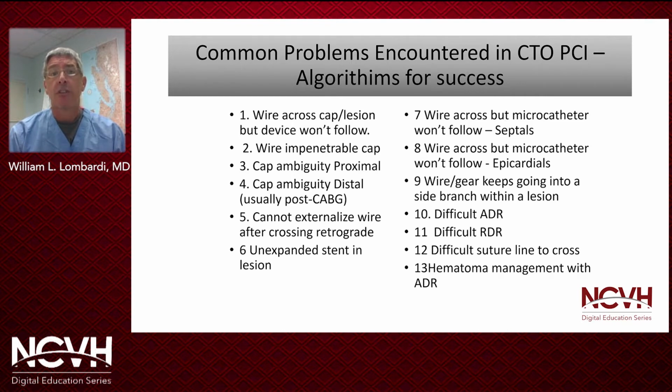Other problems are how do you externalize the wire? How do you deal with underexpanded stents? What do you do when a wire will go across the septal, but a microcatheter won't follow to allow you to facilitate working retrograde? Same thing with epicardials. How about when the wire keeps going into a side branch? And with that, how do I get out of the side branch? Again, these are applicable both to coronary and peripheral: difficult antegrade reentry. Whether you use Outback or Pioneer or the N-Tier system, it's still reentry. And how do you deal with a difficult antegrade reentry?